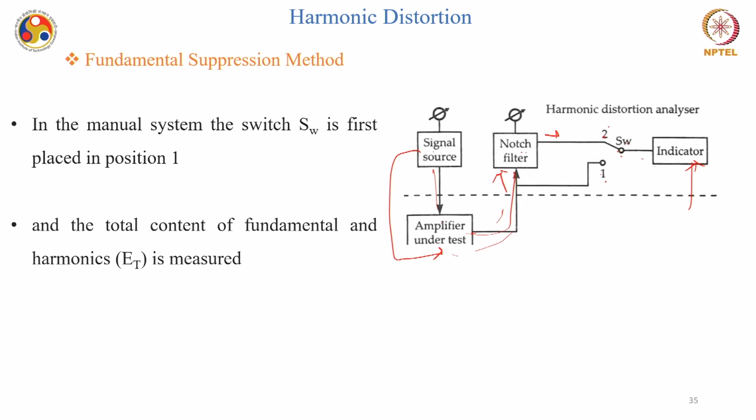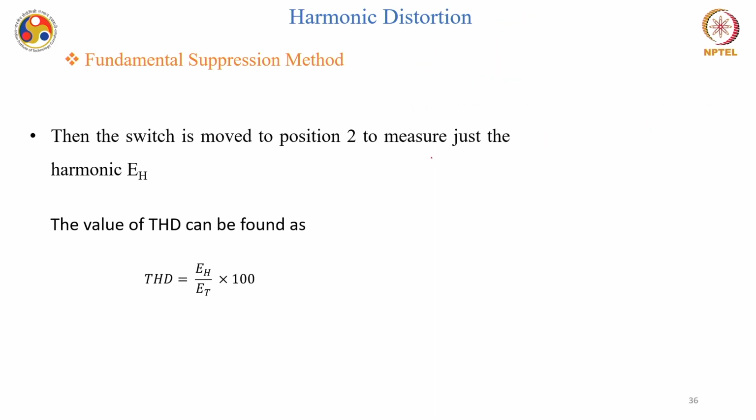Please note that now when it is connected to point 2, the signal from this signal source is going to this amplifier under test, and it goes to a notch filter. This notch filter is basically a band reject filter. It is tuned to a very narrow frequency range, which is our fundamental frequency, and this fundamental frequency is rejected, and only the harmonic signal is passed through it. Now, you are able to measure only EH.